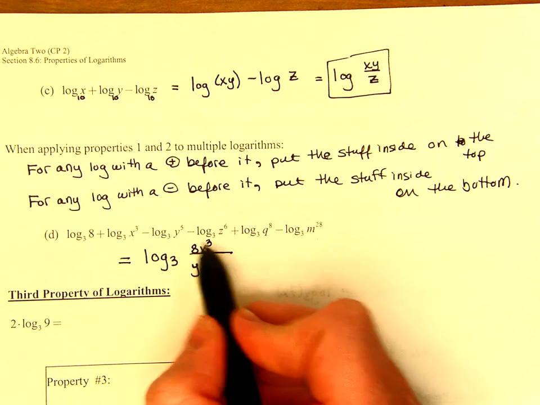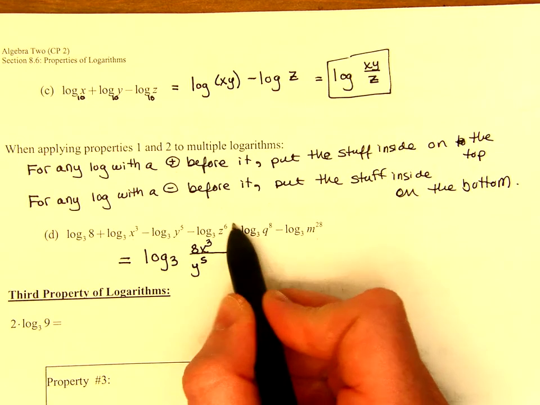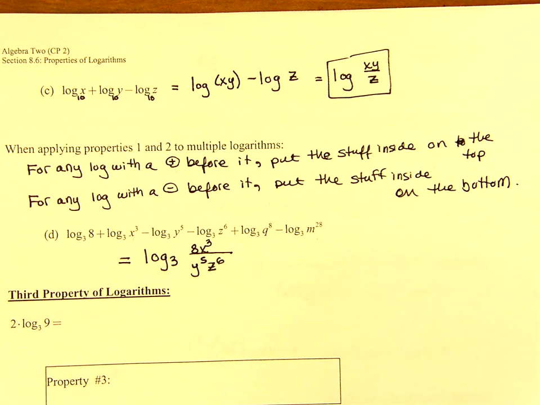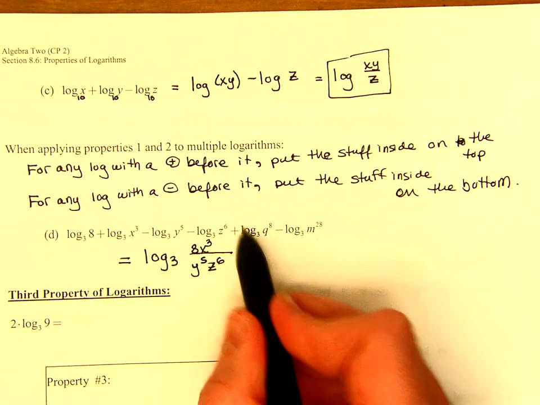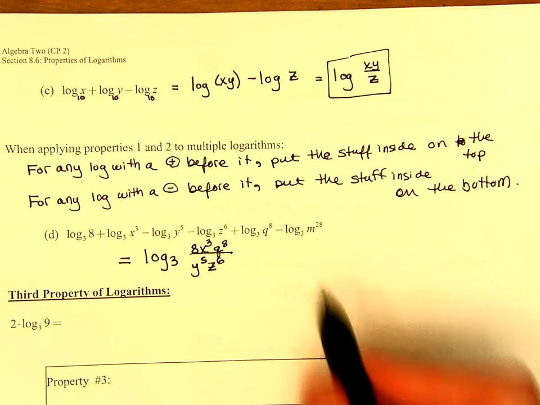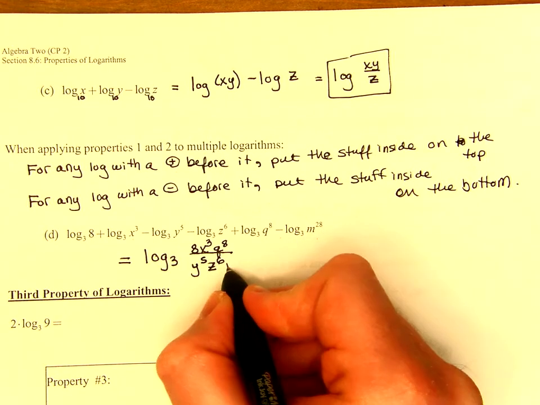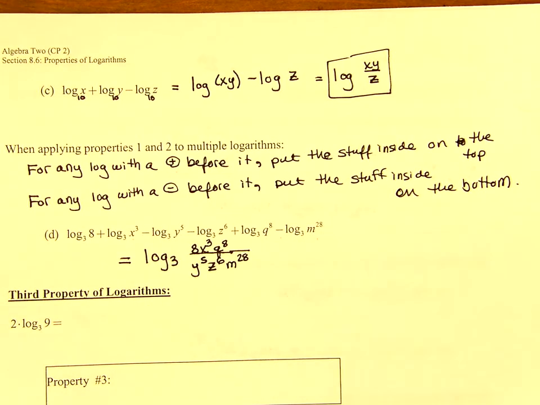This next log, log base 3 of z to the 6th, is also negative. I'm going to stick the stuff inside that log on the bottom, so I'm going to say z to the 6th on the bottom over there. Plus log base 3 of q to the 8th, that log was positive. I'm going to stick a q to the 8th on the top. And this log base 3 of n to the 28th, I'm going to stick that n to the 28th on the bottom because that was a log that I was subtracting.